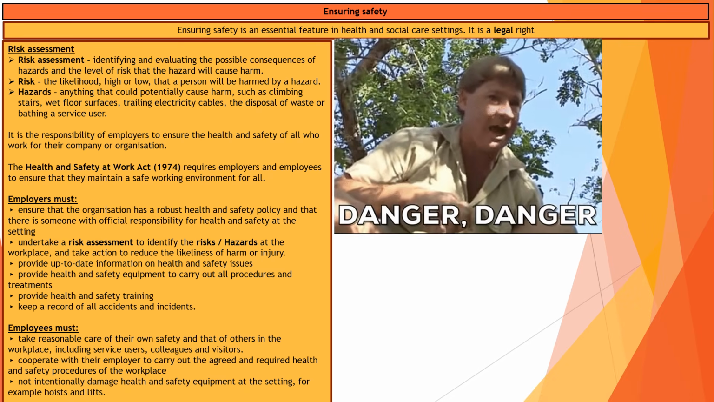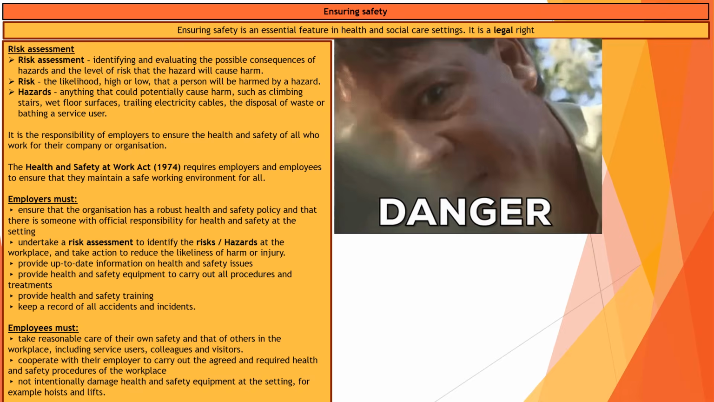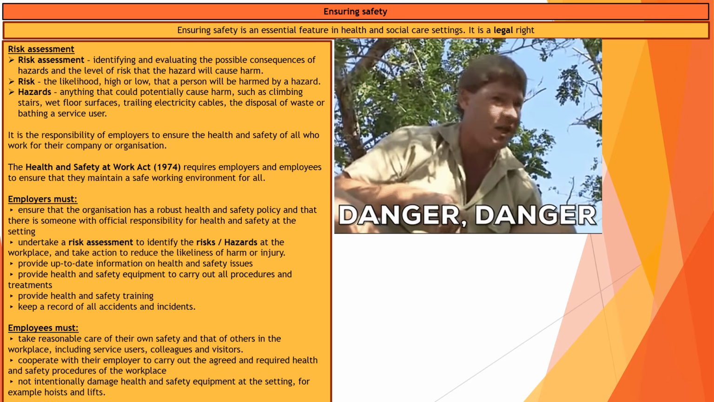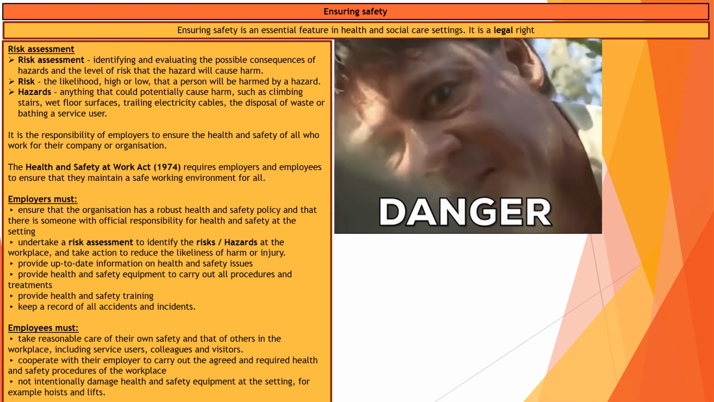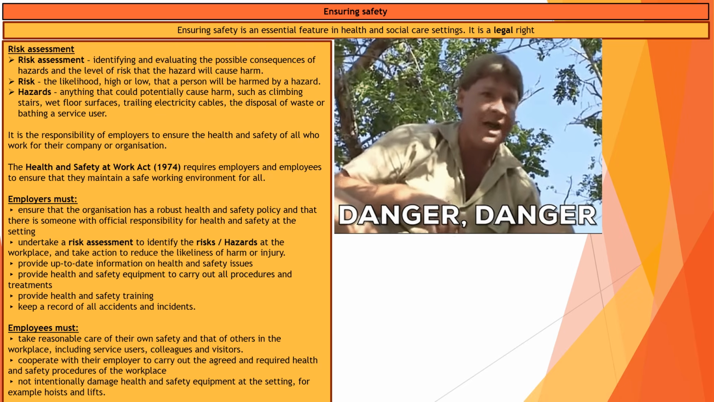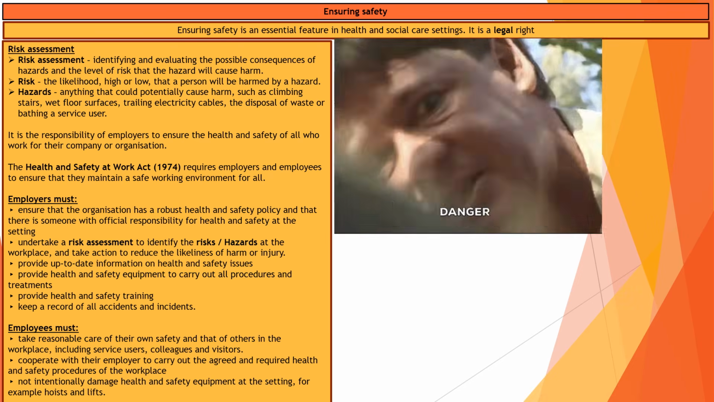Hazards are anything that could be dangerous. So this could be stairs, cables, it could be how waste is handled and disposed of. Anything that's a source of danger is a hazard. You assess the level of risk, the likelihood of that causing harm, and that's where a risk assessment comes from.